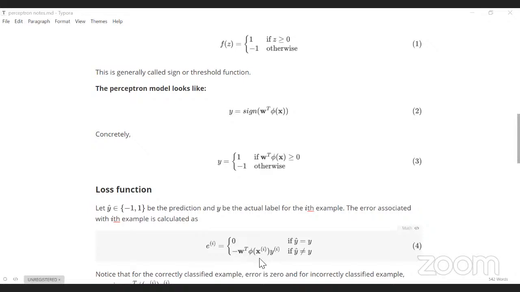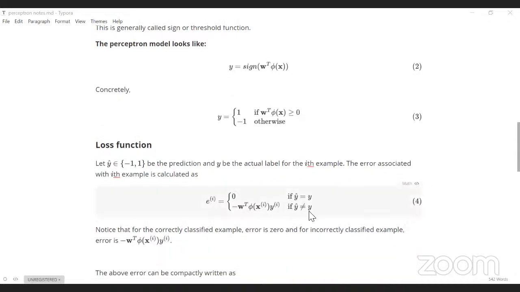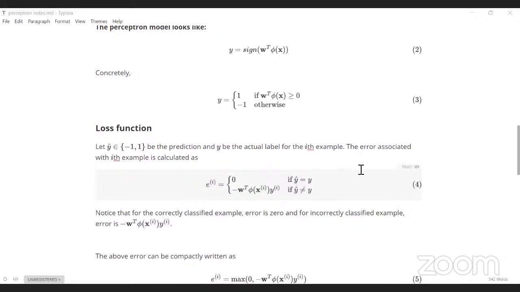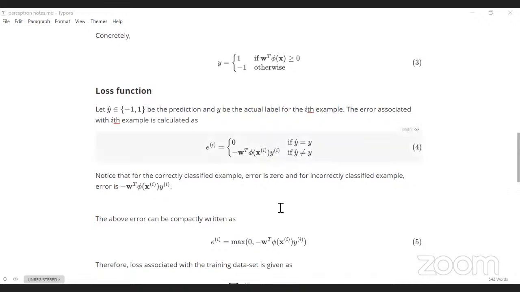If you verify this, it actually gives you a positive quantity. If the linear combination is negative and the example is incorrectly classified, then y is positive, so negative times positive with the minus sign gives a positive. If the linear combination is positive, then the actual label is negative, so again this gives you a positive quantity. This is the error associated with that incorrectly classified example. This function can be rewritten as max of 0 and minus of this thing. These two are the same, just different notations.